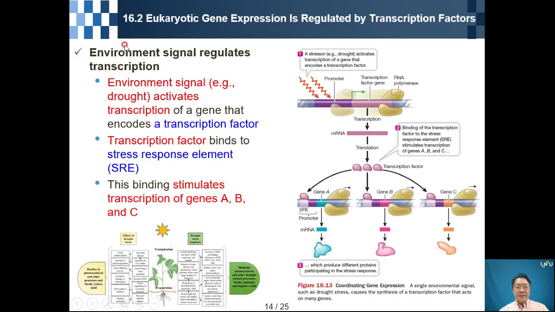In this slide we will learn another concept: environmental signals can regulate transcription. For example, an environmental signal such as drought, which means that there is no water. A stressor such as drought can activate transcription of a gene that encodes a transcription factor.